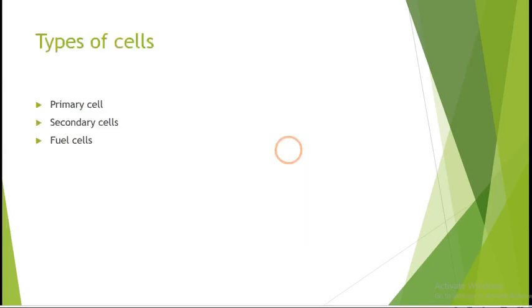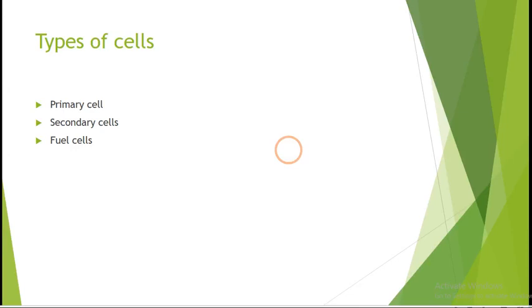Moving towards the last point of this chapter, that is types of cells. Electrical cells can be divided into several categories like primary cell, secondary cell, fuel cell, etc. Here we are going to discuss one by one primary cell, secondary cell and fuel cells. A primary cell cannot be charged again. It can be used only once. For example, we can take dry cells and alkaline cells as different examples. Primary cells are low cost and can be used easily, but these are not suitable for heavy loads.